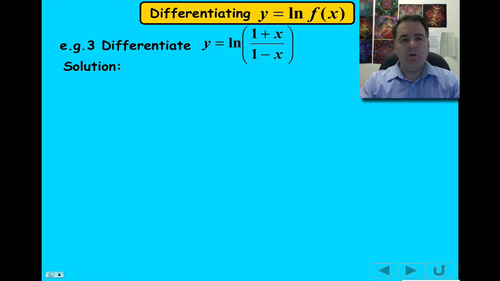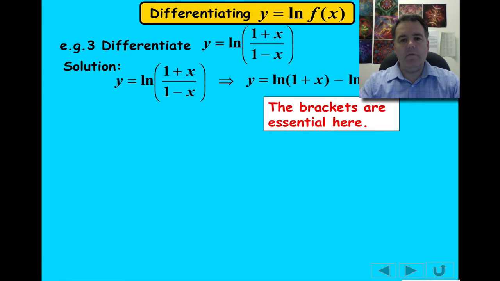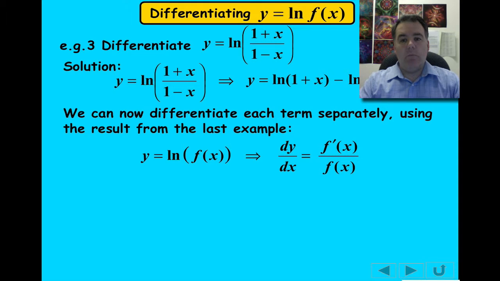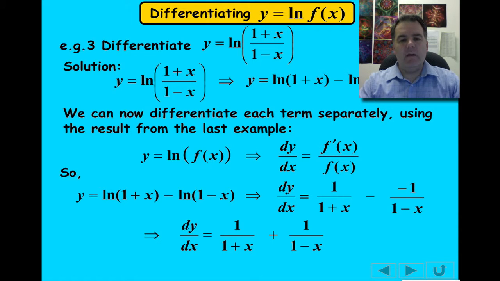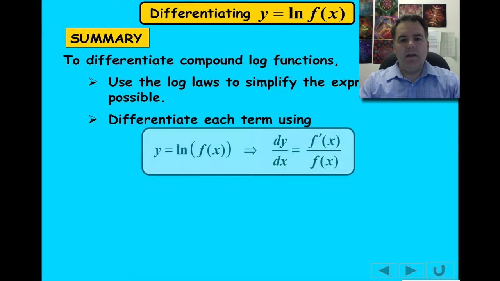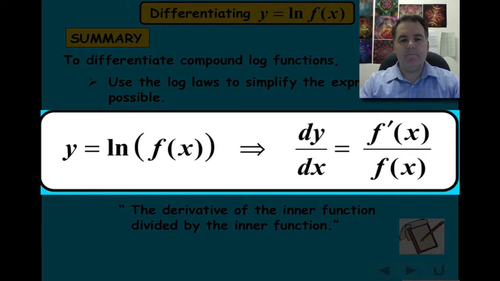But if we know our log laws, we know that log a over b is log a minus log b, and that just makes life so much easier. Now the derivative of ln 1 plus x is just 1 over 1 plus x. The derivative of ln 1 minus x is 1 over 1 minus x times minus 1. There we go. So there's the derivative there, and that could take a whole lot more effort if we didn't use those log laws at the start. Okay, great. So we've got some basic laws for doing derivatives, and there's the most important one highlighted there.